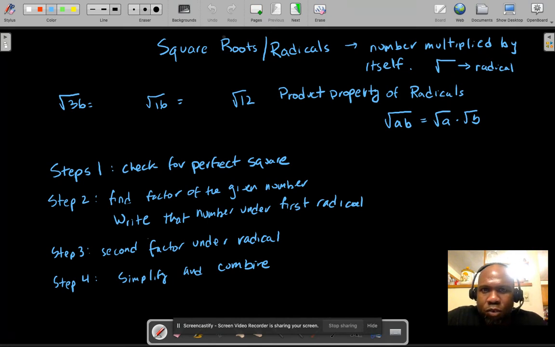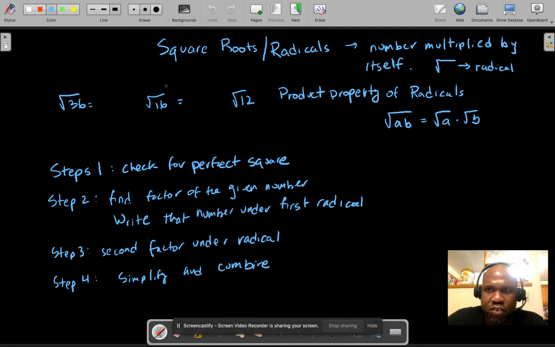So square roots and radicals. What is it? Square roots are basically a number multiplied by itself. The radical portion is basically the square root sign, that little bar over the top. So that would actually be the radical. Okay, so we should know how to do a square root.